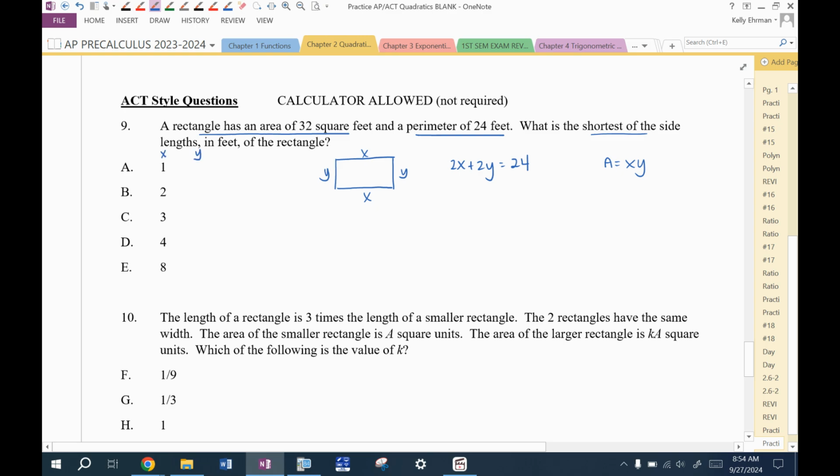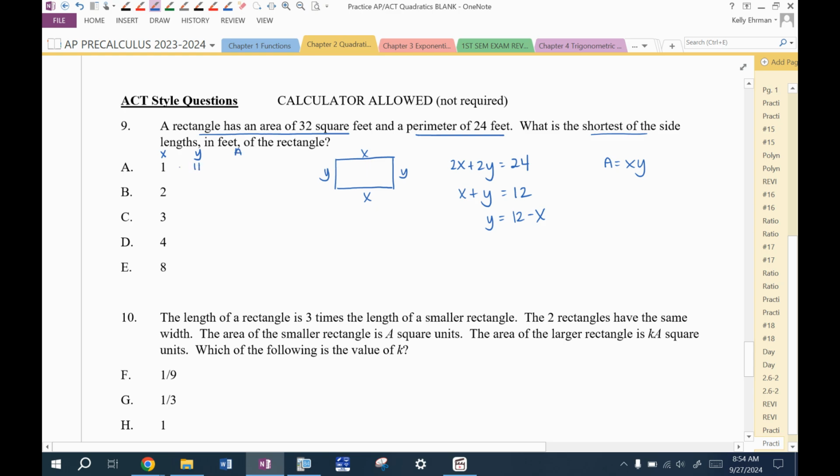We can figure out like if x is 1, what would y have to be? So let's work on this perimeter equation. You can divide everything by 2. So say I solve this for y. So y is whatever 12 minus x is. And then the area would be whatever I get when I multiply x and y. So for example, if x is 1, y has to be 11.